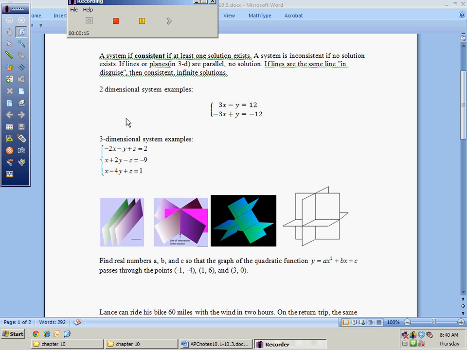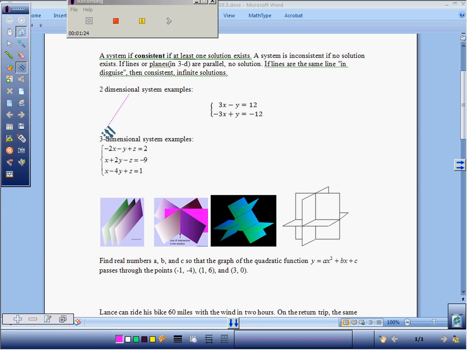But sometimes systems don't have solutions. So it says a system is... that should say is. A system is consistent if at least one solution exists. A system is inconsistent if no solution exists. If lines or planes in 3 dimensions are parallel, then there's no solution. Okay, right? If you were to have 2 lines, that's a line and that's a line, they never cross, then those lines wouldn't have a solution, right? But if they do cross, then the solution to that equation is right there, okay?